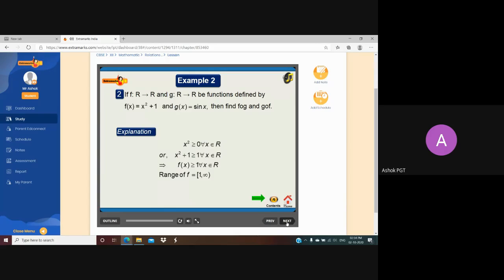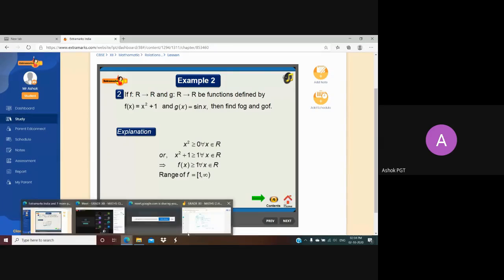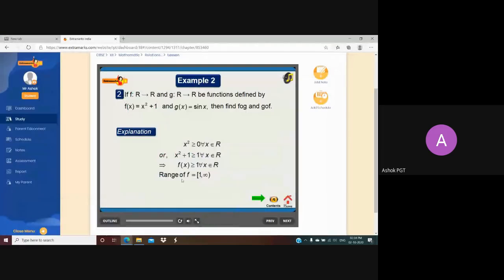Students, here we need to check one important concept. In case they missed it, I will explain. One minute, students. I will explain it with the diagram. Then you can understand it.